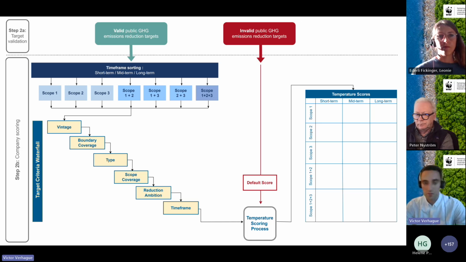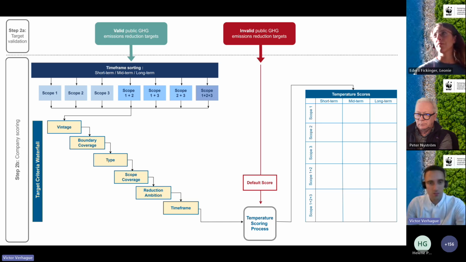Then we move on to step 2B, where targets are sorted according to different timeframes, short, medium, and long term, and also according to different scope components. Then these valid targets go through a target selection waterfall that you can see here in yellow on the chart, and which we'll detail a bit later, but the ultimate goal is to end up with only 1 target per scope and per time frame, so that temperature scores can be calculated for each of the combinations that you can see in the table on the right. So that's the whole temperature scoring process in a nutshell.